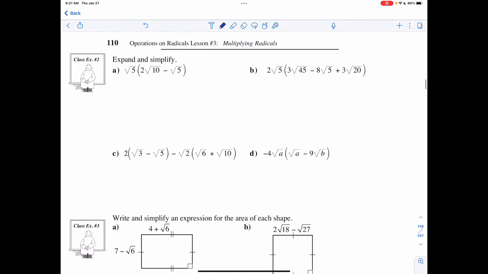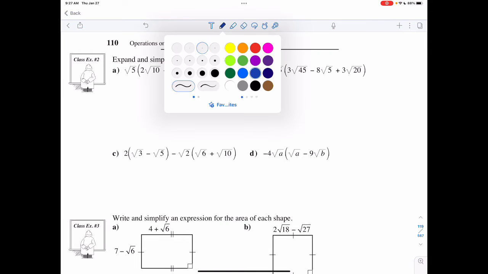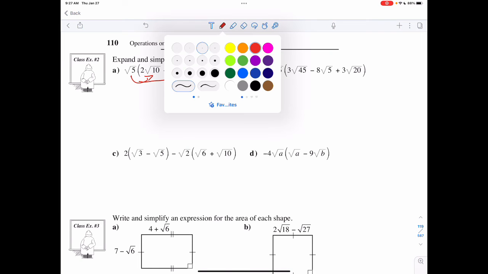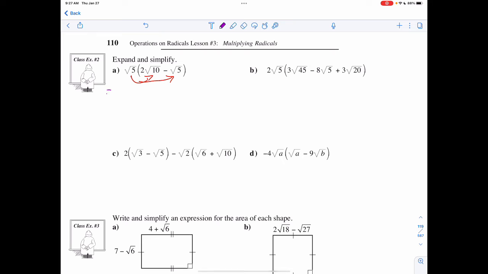All right, for example 2, we still need to use the distributive property. Like I said, this is very similar to polynomials. So if I have the square root of 5 times 2 root 10 minus the square root of 5, I'm going to multiply it into both terms. I'm going to distribute it out. So I'm going to take the square root of 5 times 2 root 10. This just has a coefficient of 1, so 2 times 1 is just 2. And 5 times 10 is going to be 50.